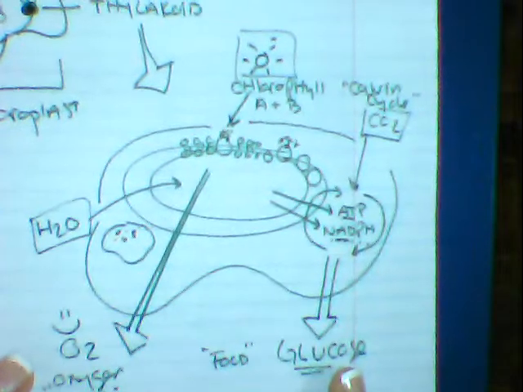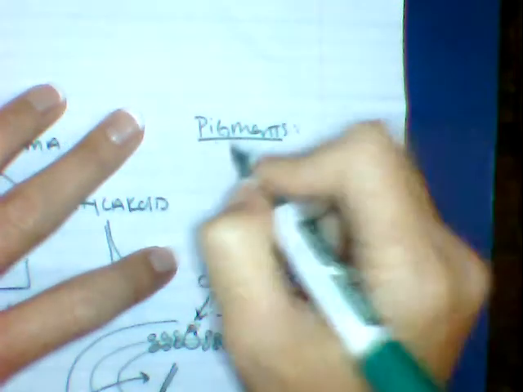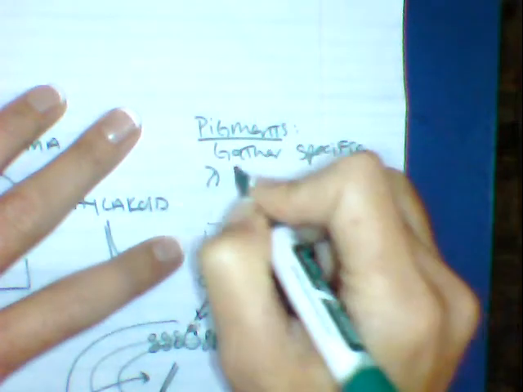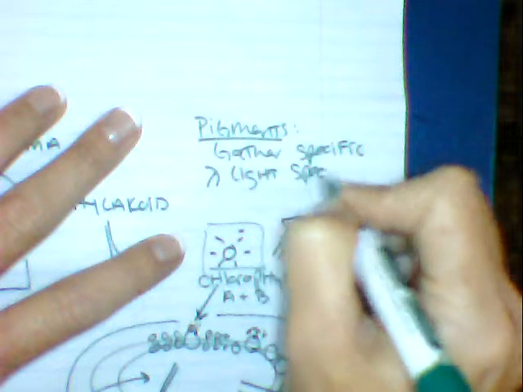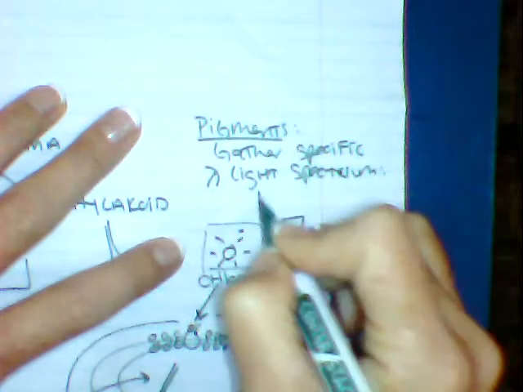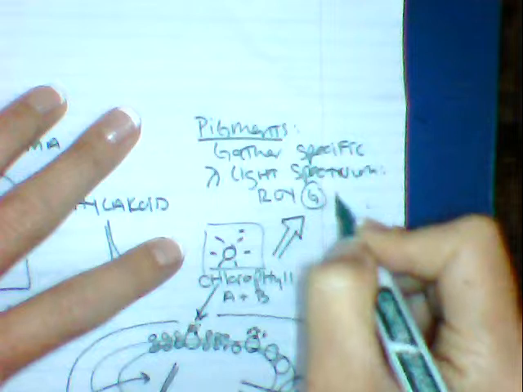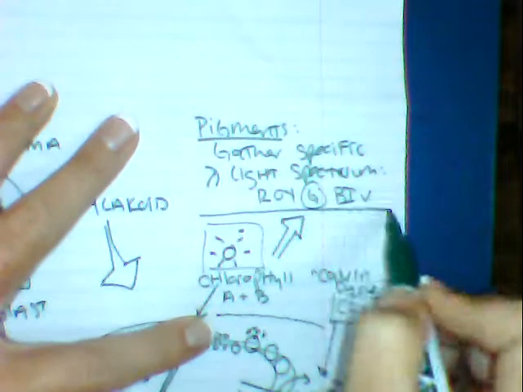Now, before we get into what happens to the glucose, let's talk about this guy here, chlorophyll. Now, chlorophyll is actually a type of pigment. So let's break this guy back up. And so pigments, there are many different kinds of them. Pigments literally will gather specific wavelengths of light spectrums. And so remember from middle school, the ROY G. BIV, right? Red, orange, yellow, green, indigo, violet.